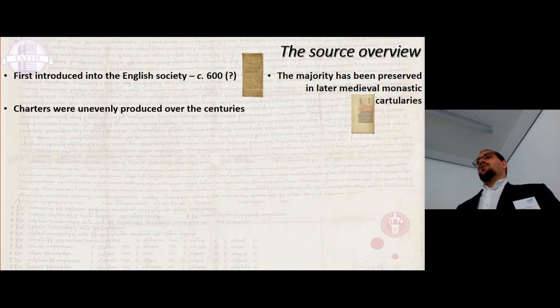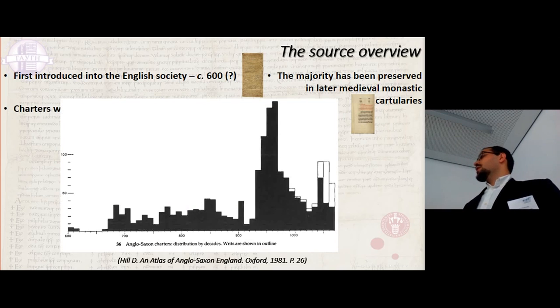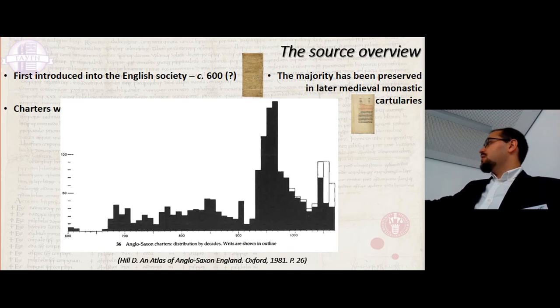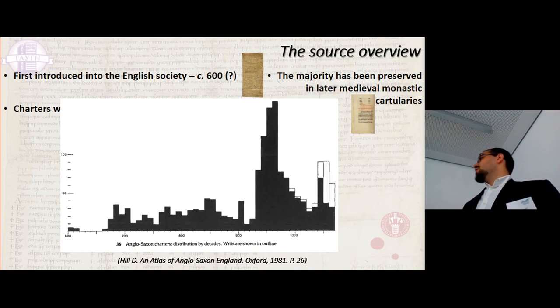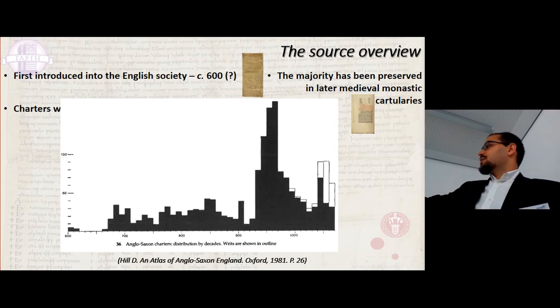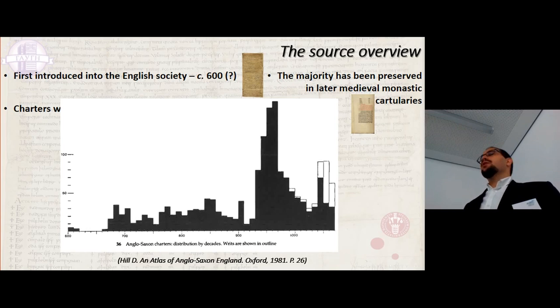The diplomas, the charters, the writs, all together, they were produced very unevenly throughout the period. This is a diagram from an atlas produced by David Hill. It still holds up, and you can see that there's this huge peak in the middle of the 10th century, and we virtually have none from the 7th century. So we have those alleged charters, which could be spurious, could be authentic, and then we have this uneven distribution.